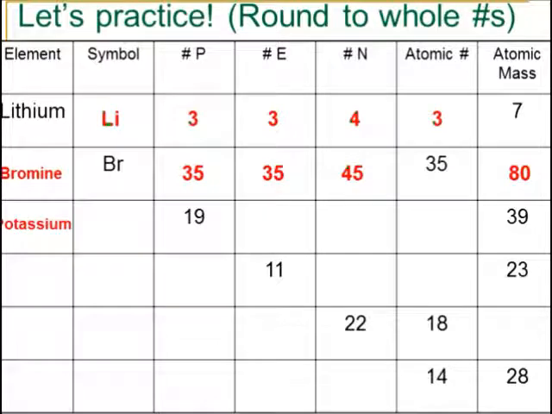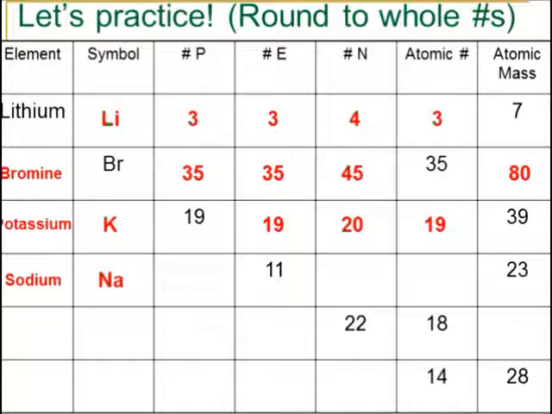Potassium, symbol K, has 19 protons, which means we have 19 electrons. It has 20 neutrons because when we take 39 and subtract 19, we get 20. And so therefore we also know that our atomic number is 19.